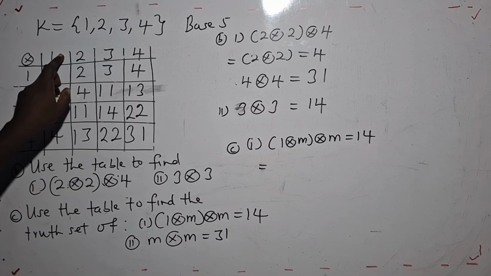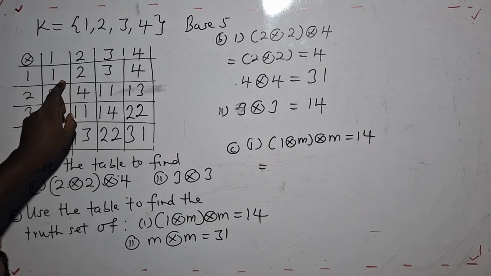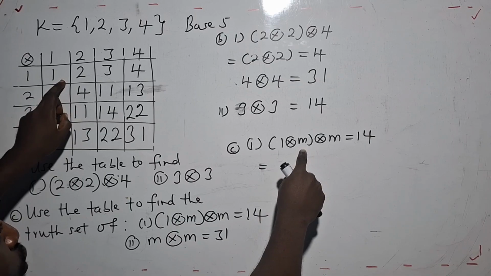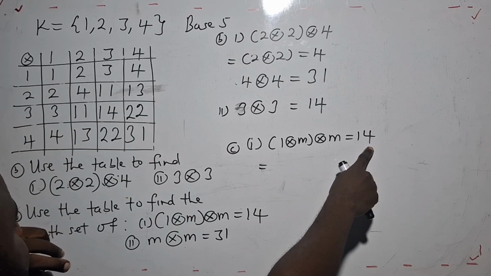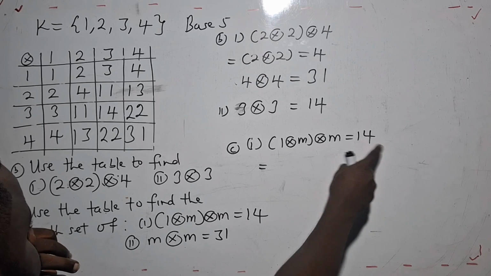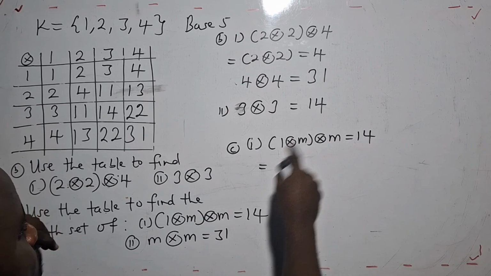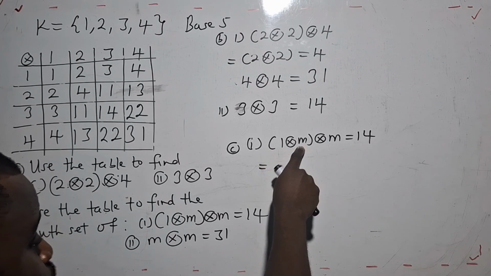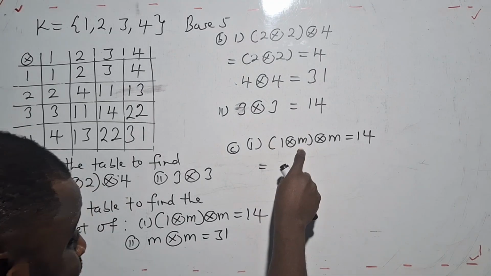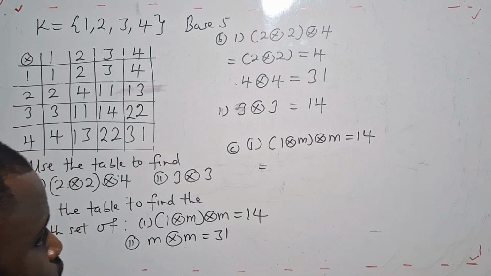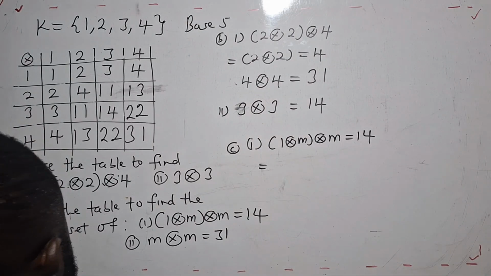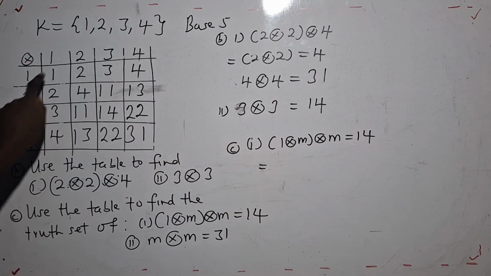1 times 1 is 1. So if you put 1 here, 1 times 1 is 1, then times 1 is not 14. Yes, it's not 14. If I put 1 as the m, 1 times 1, then times 1 will not give me 14. So now, let me go to 1 times 2.